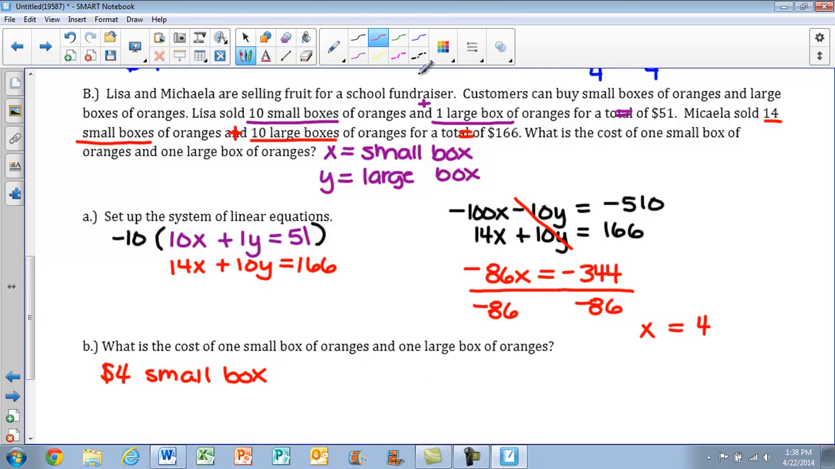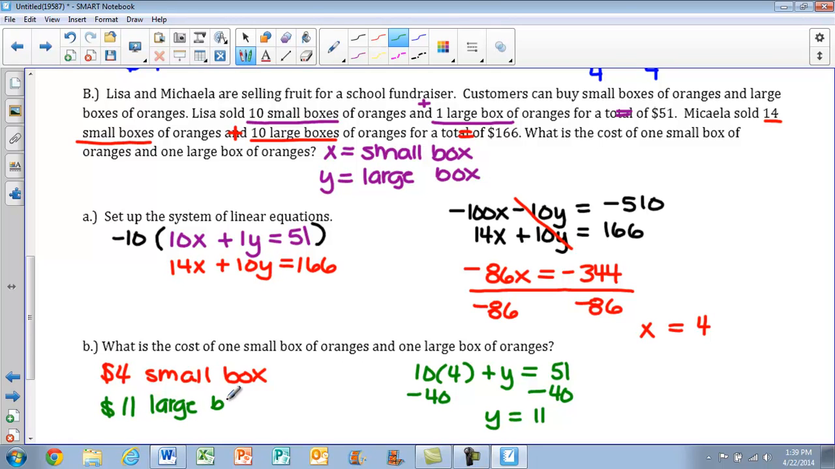And to find the large boxes, we have to take that 4 and plug it back in to either equation. So I'm just going to plug it back into the first one. So I have 10 times 4 plus y equals 51. 10 times 4 is 40, so I'm going to subtract 40 from each side. So I have y is equal to 11. And it's going to be $11 for the large boxes of oranges. So these are my two solutions here.